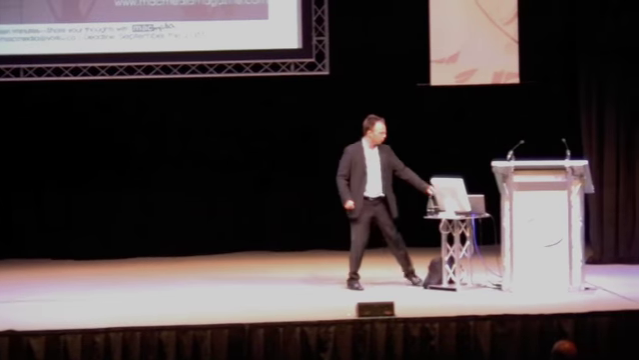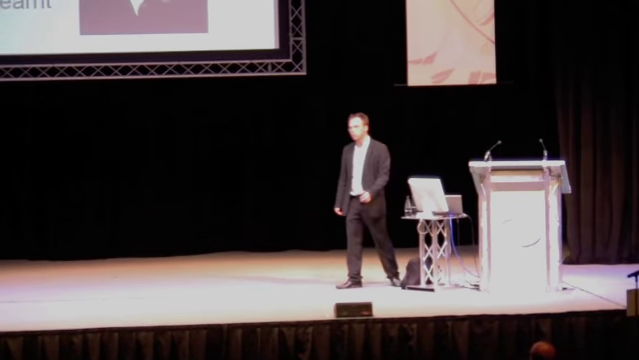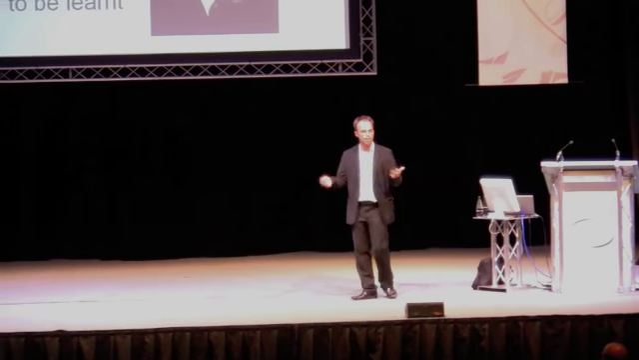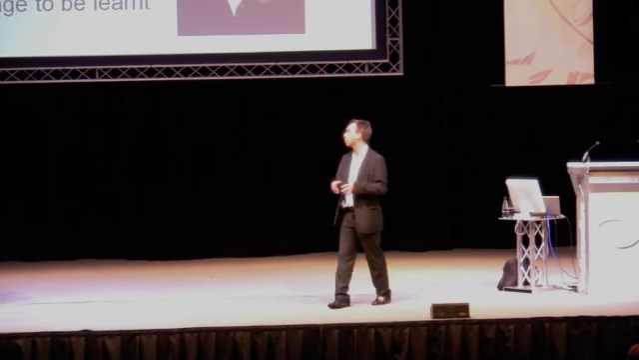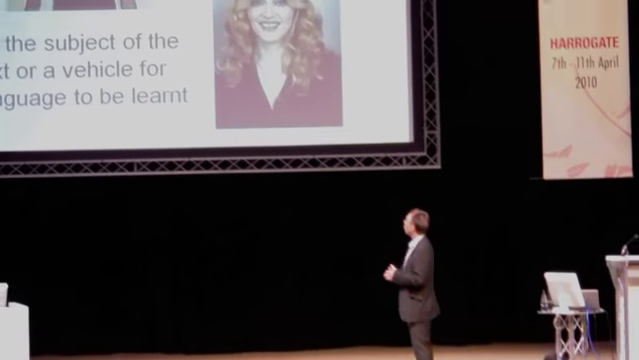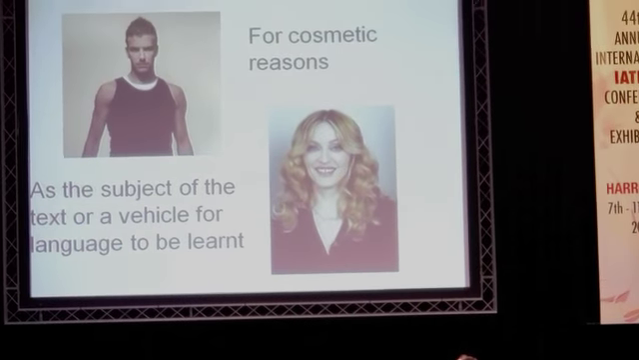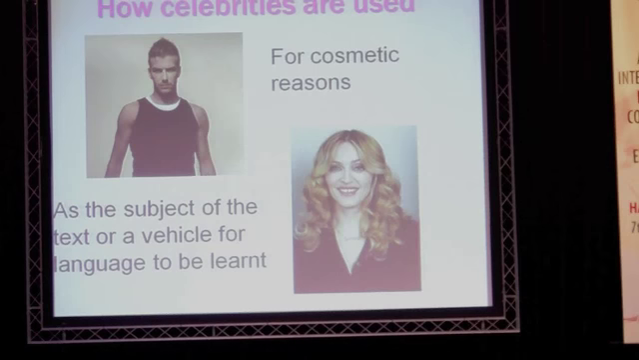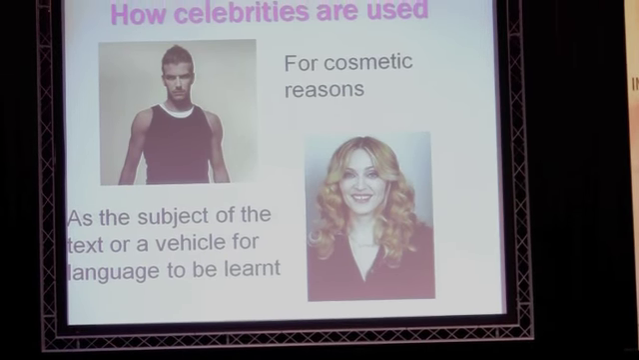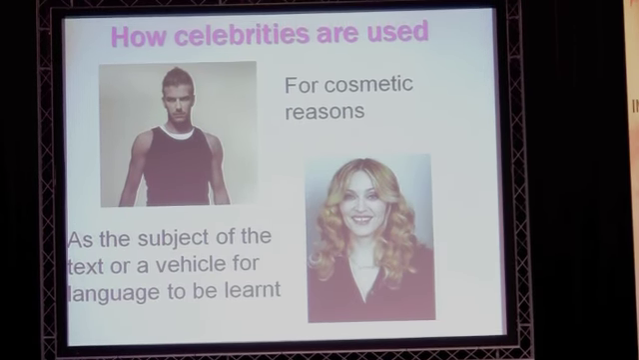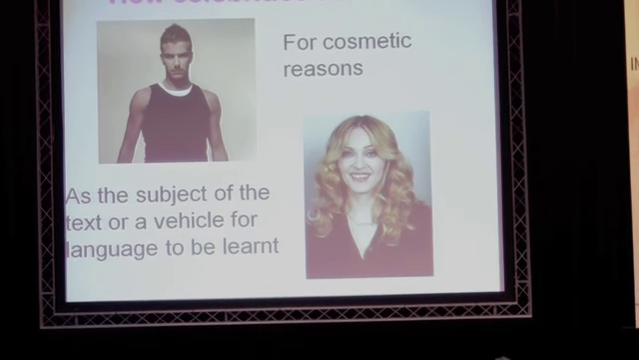Celebrities tend to be used in two ways in books. They could be used for cosmetic reasons, to make a page on sport look nice. We'll put a photo of David Beckham in there. Or they are sometimes used as the subject of the text or a vehicle for language to be learned. So you learn about present perfect and stuff through looking at Madonna's career. She has done this, she has done that, she has done the other.